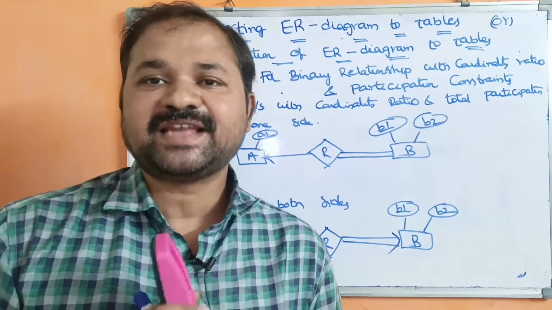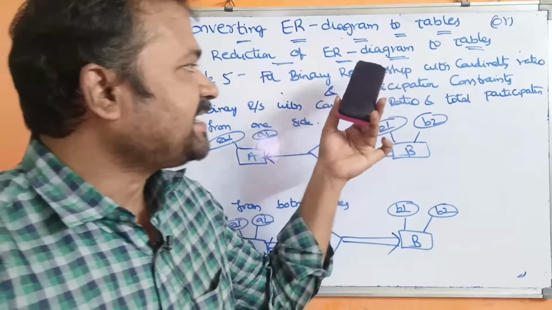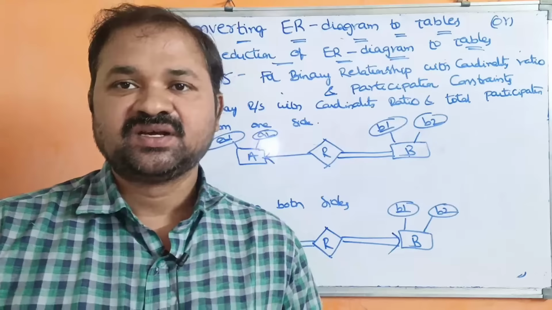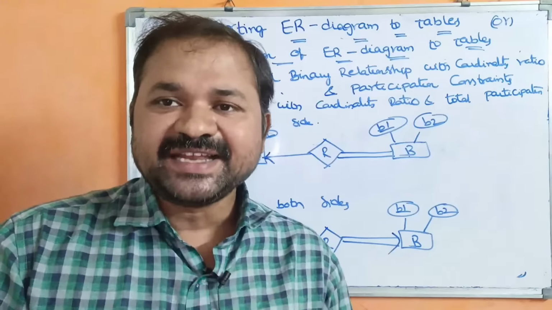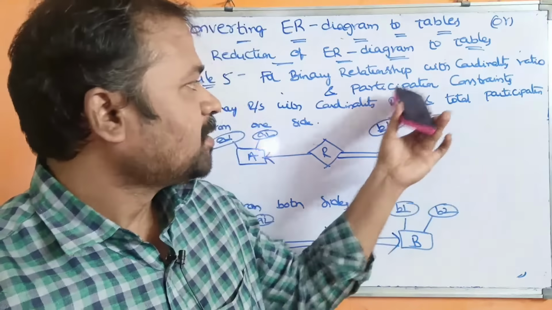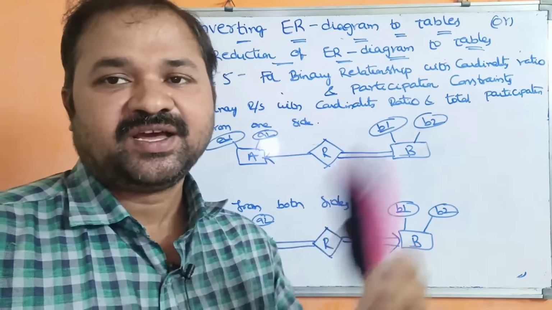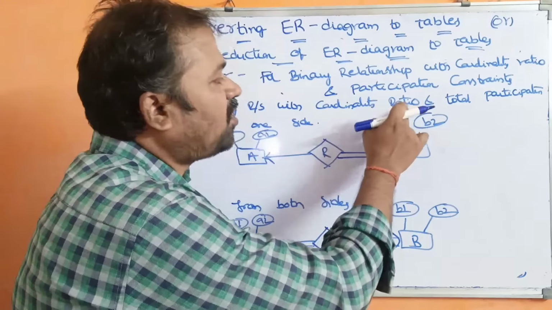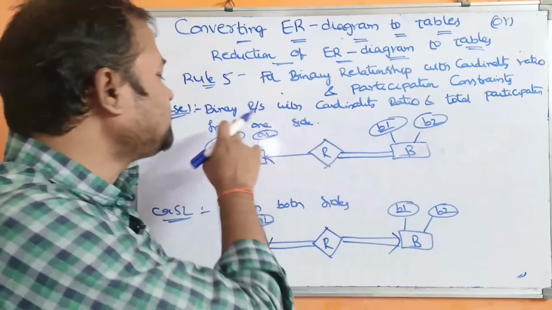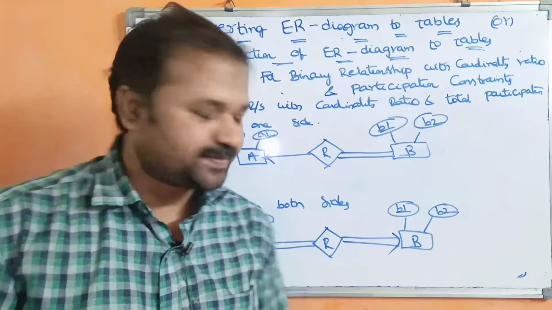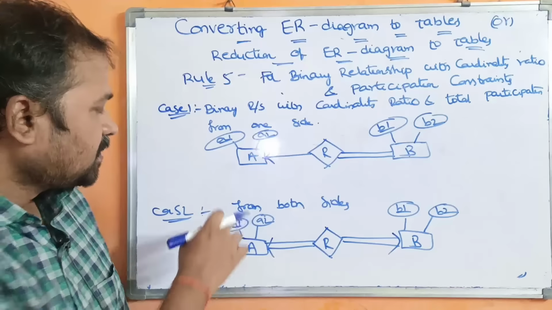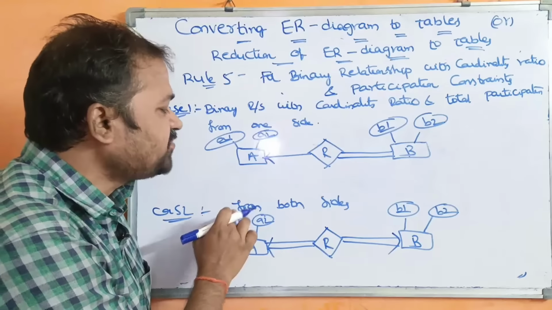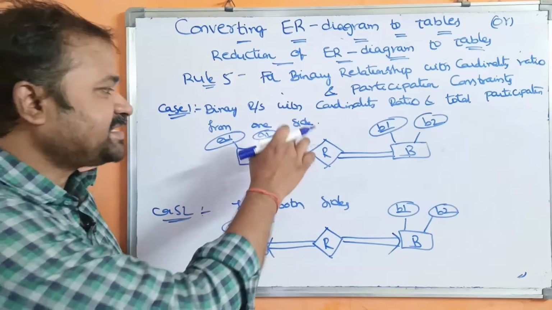Now let us see the last rule: binary relationship with cardinality ratio and participation constraints. So here we have cardinality ratio as well as participation constraint also. Here we have 2 cases. Case 1: binary relationship with cardinality ratio and total participation from only one side. Case 2: binary relationship with cardinality ratio, but total participation from both sides. Let us see the first one.